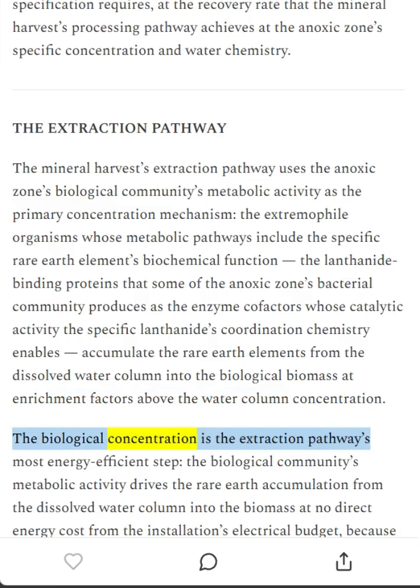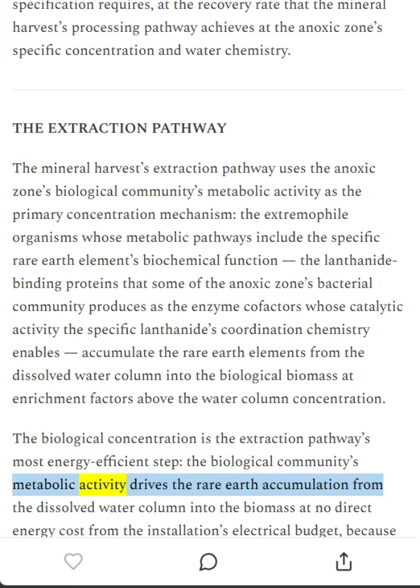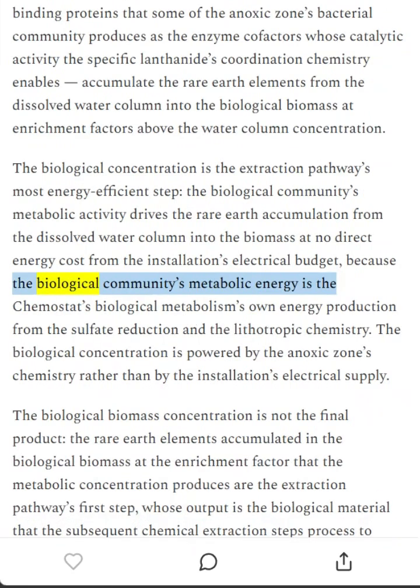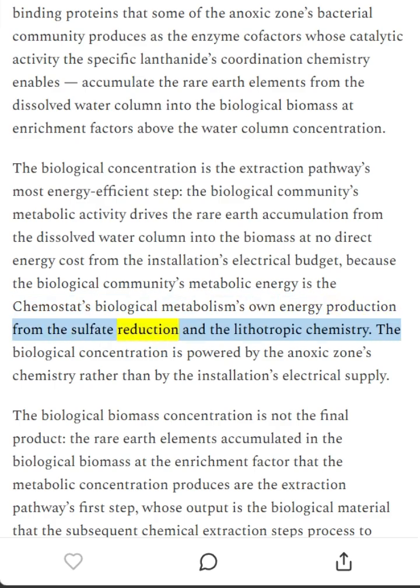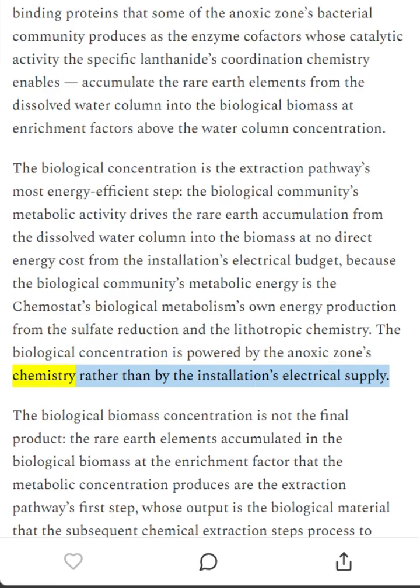The biological concentration is the extraction pathway's most energy-efficient step. The biological community's metabolic activity drives the rare earth accumulation from the dissolved water column into the biomass at no direct energy cost from the installation's electrical budget, because the biological community's metabolic energy is the chemostat's biological metabolism's own energy production from the sulfate reduction and the lithotrophic chemistry. The biological concentration is powered by the anoxic zone's chemistry rather than by the installation's electrical supply.